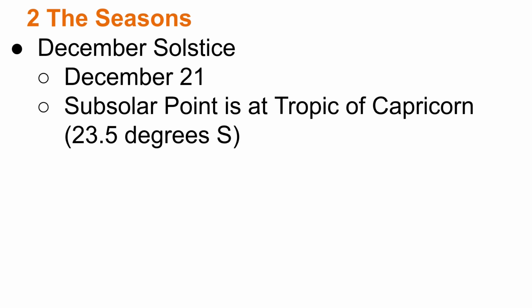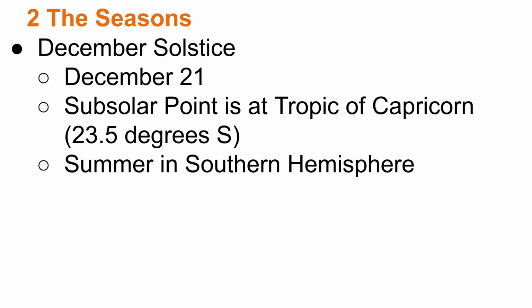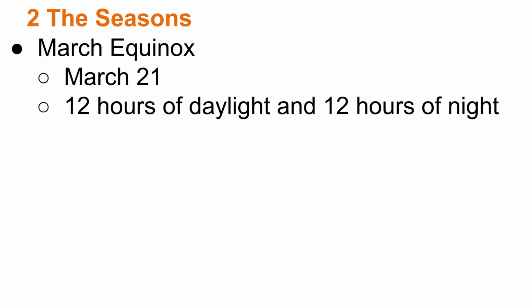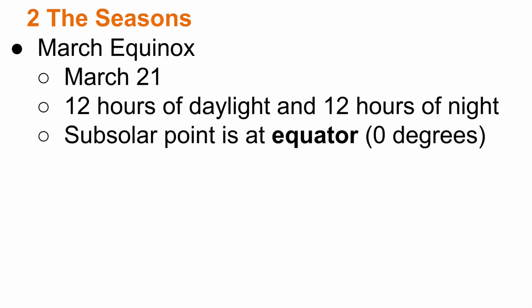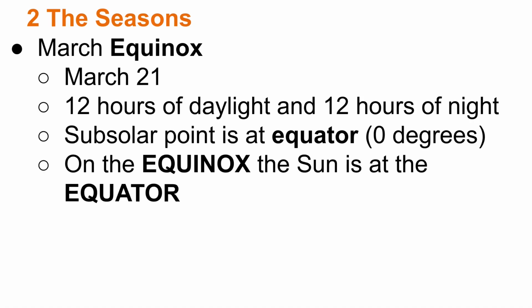On the solstice, the subsolar point is the Tropic of Capricorn. It's southern hemisphere summer. 3 months later, it's the March equinox, March 21st. Everybody on the planet, 12 hours of daylight. Subsolar point is at the equator. On the equinox, the sun is at the equator.